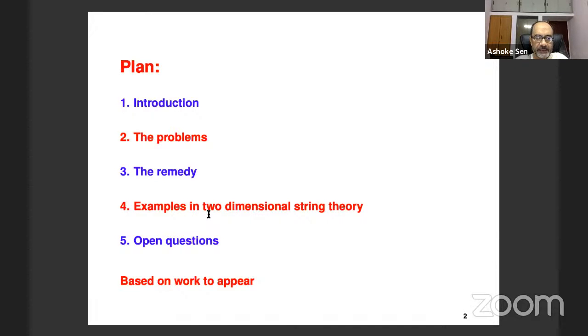Now, I should just apologize that the first three parts will be mostly abstract. You will not see too many equations. Here, you will be able to see some equations at least.